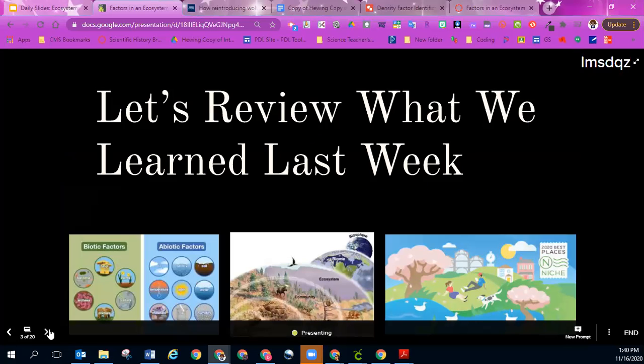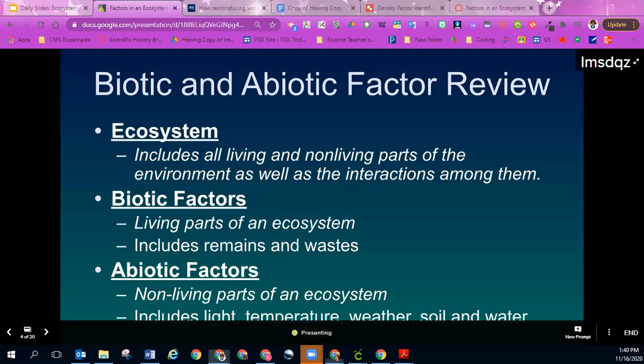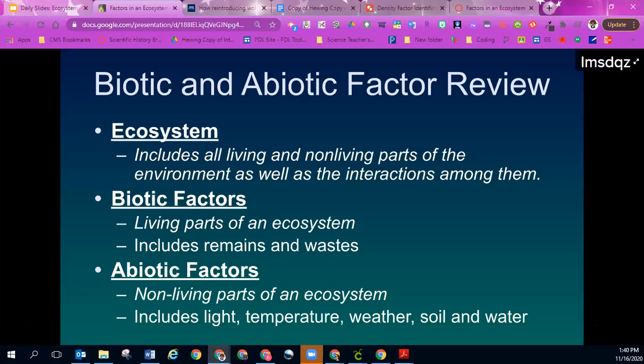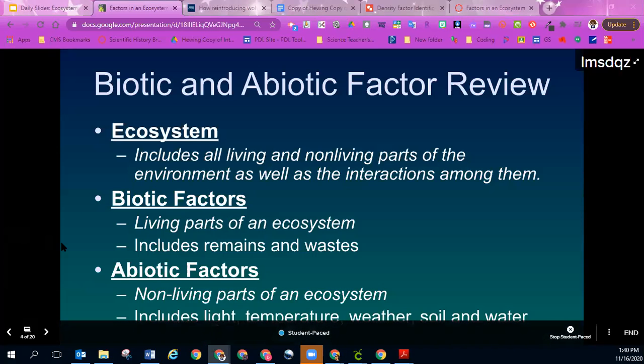All right, so we're going to start today with a little bit of a review of what we talked about last week. We started with exactly what an ecosystem is. We learned that an ecosystem contains both the living and the non-living features in an environment. We also talked about the difference between our biotic and our abiotic factors.